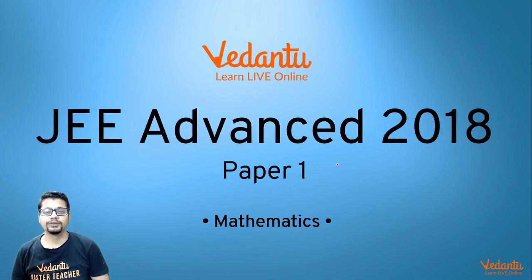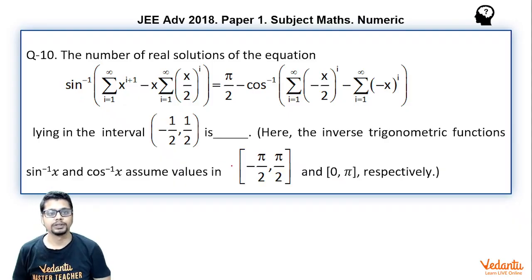We are discussing JEE Advanced 2018 Paper-1 Mathematics, and the question for this video is this. The number of real solutions of the equation sin inverse of the first expression equal to pi by 2 minus cos inverse of the second expression, lying in the interval minus half to half, is.